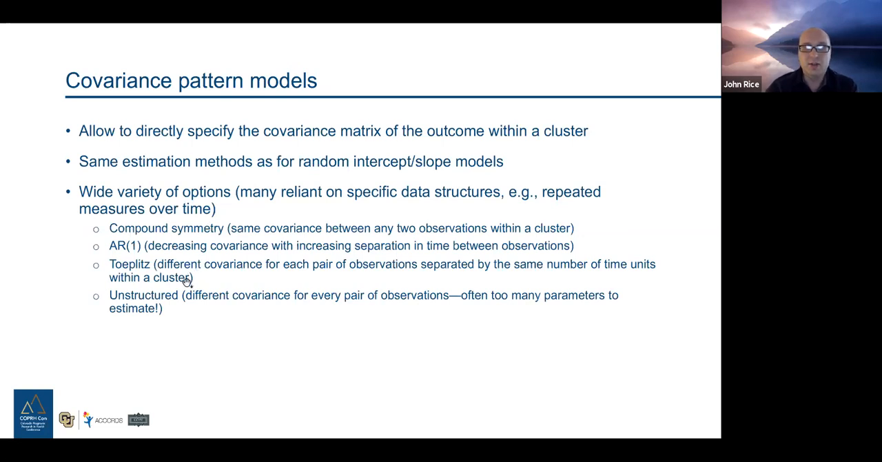And then there's a few other options here. Toeplitz allows a different covariance for each pair of observations that are separated by the same number of time units. So it's a little bit more general than something like AR1. And then finally, there's an unstructured option, which for all but the simplest situations is going to be probably untenable, but it is the most flexible option. So it can give you a better fit to your data.